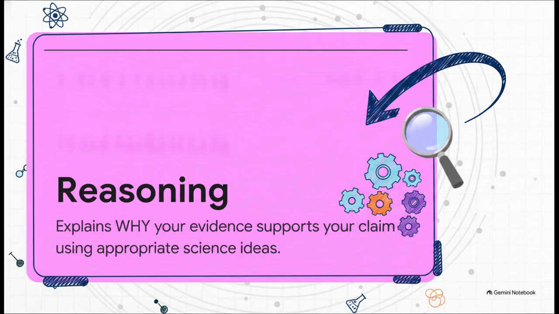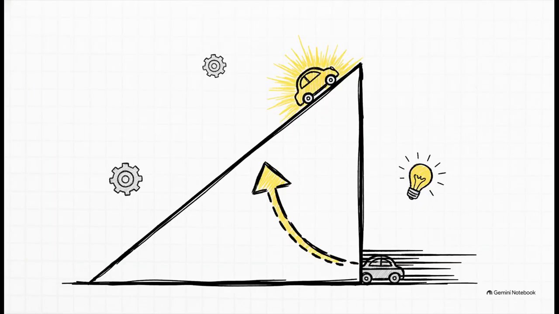Honestly, this is usually the hardest part for students to master because it forces them to take a step back from their specific experiment and apply universal scientific laws. It answers the big overarching question: why does this specific data prove my specific claim? Let's look at how this applies to our experiment.